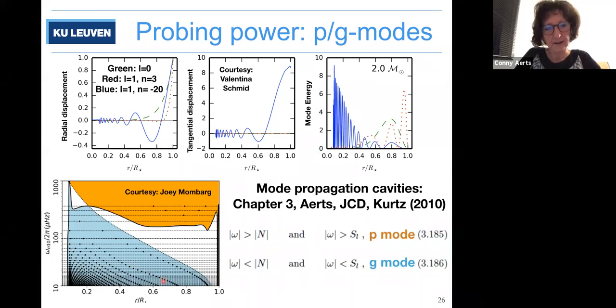This is an F star. Here you have all the G-modes propagating. Here you see the P-modes. And for this star, there's only a very thin convective outer layer. So there's no problem for the modes to reach the surface and to reach us observers. It's a natural consequence of stars having a convective core and a radiative envelope.